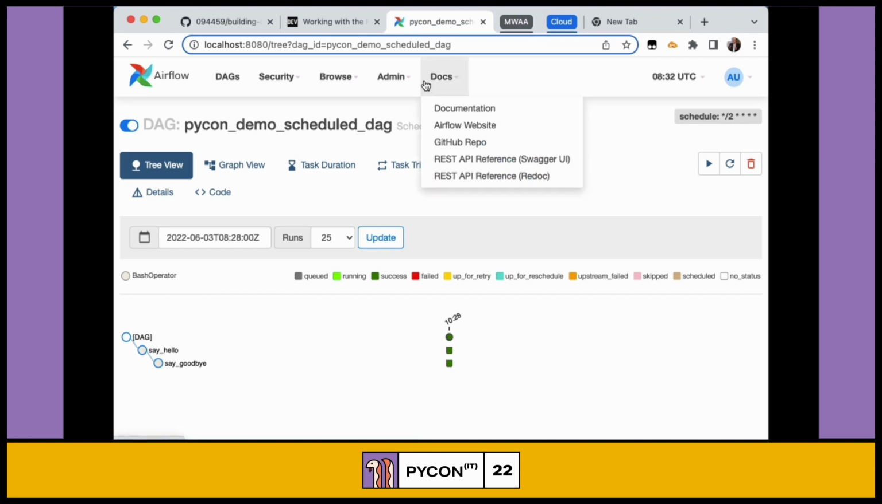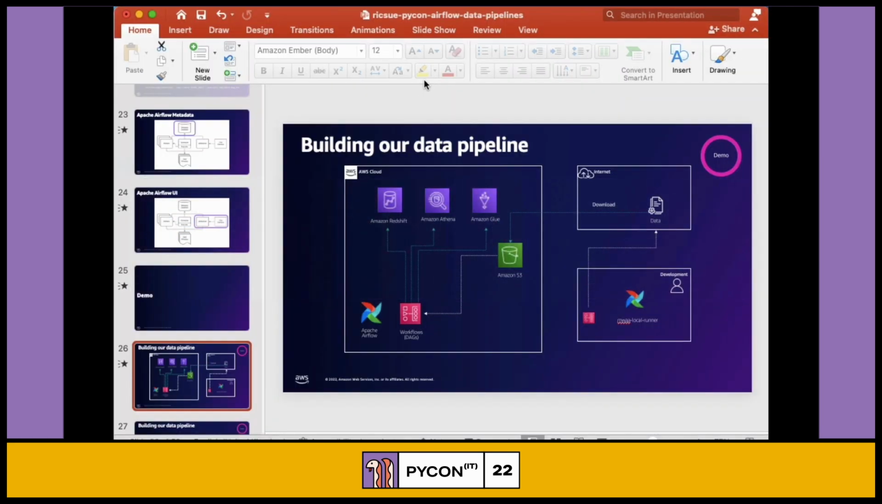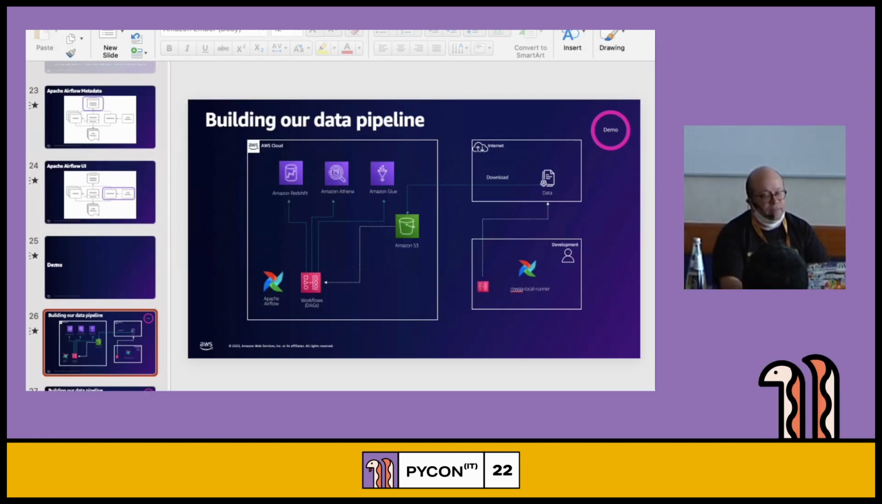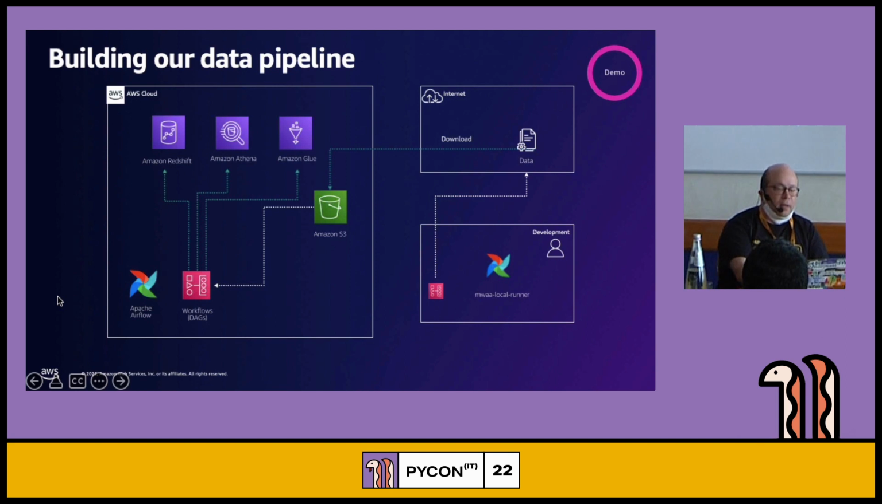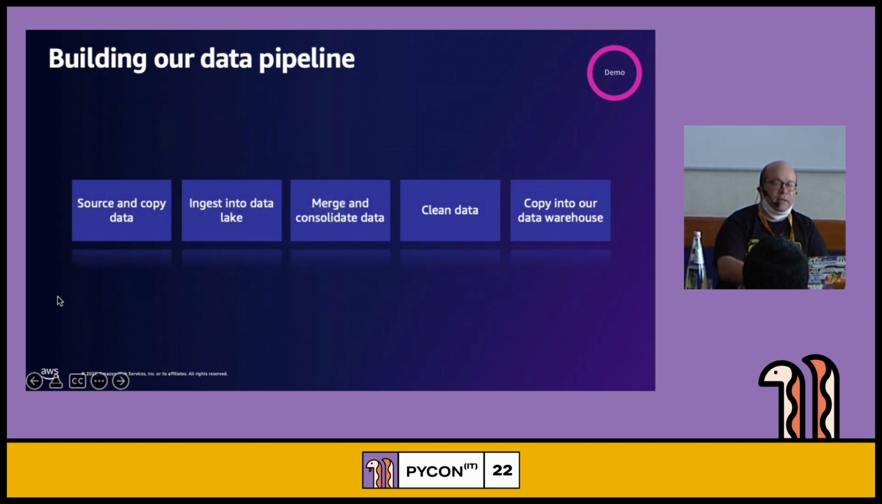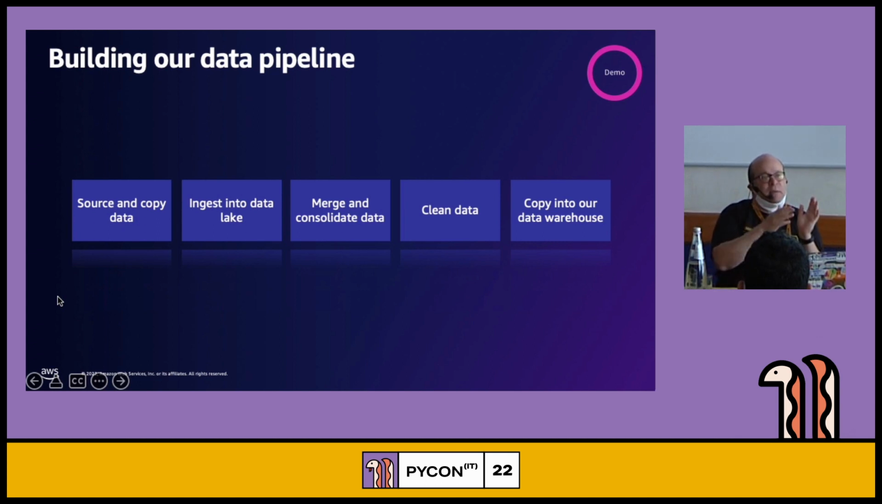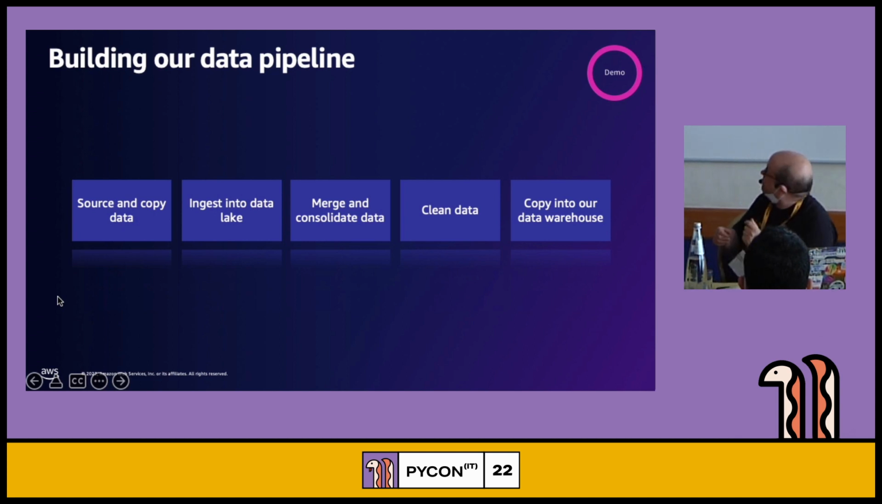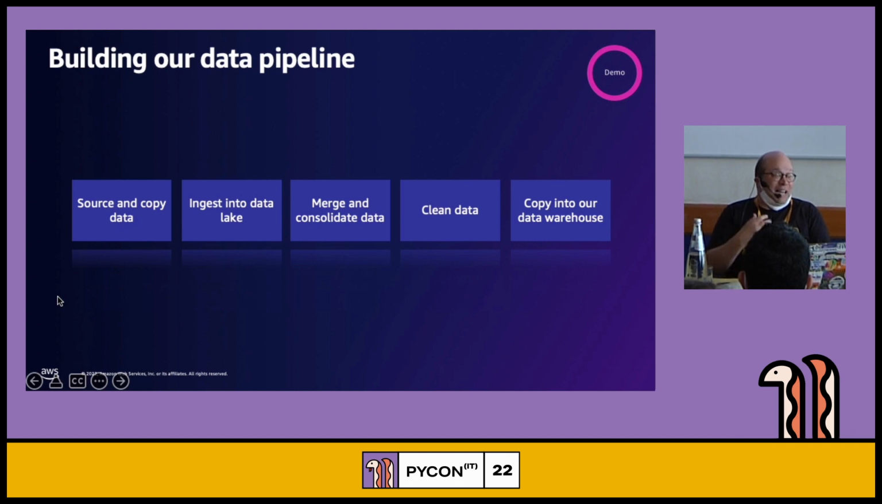Let's look at something a bit more interesting now. Let's look at that example. So I'm going to go back to here. If I'm a data engineer, these might be the typical steps that I might need to do to build a data pipeline. Okay, so I want to copy and find the data. I want to store it somewhere on S3 in this instance. I then want to merge it. I then want to clean it, and then I want to store it in my data warehouse. So these are the steps.